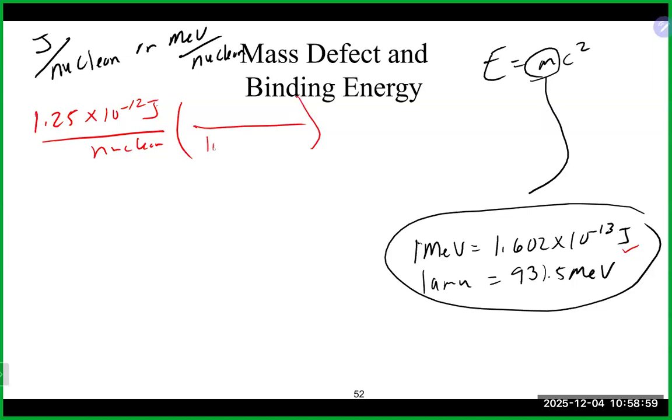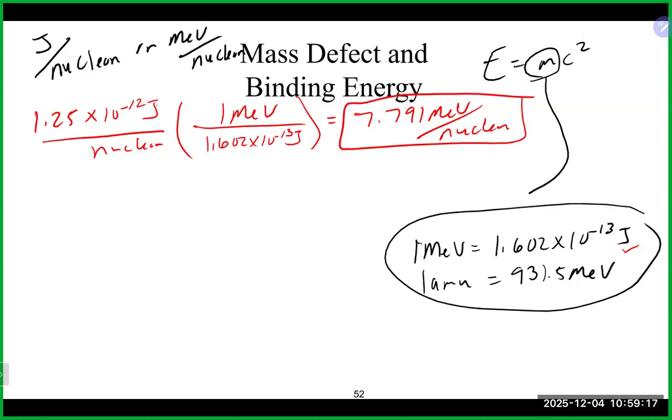And we'll go 1.602 times 10 to the minus 13 joules per 1 mega electron volt. We'll take 1.602 to the minus 13. Going to give us something like 7.791 mega electron volts per nucleon. And that is obviously the common units that are used for binding energy per nucleon. So that is one way you could do it.